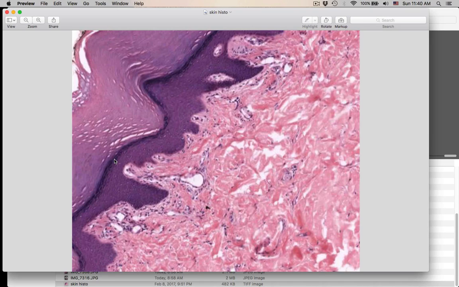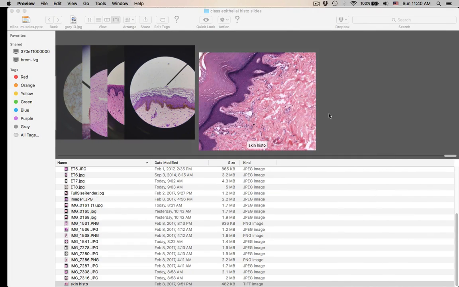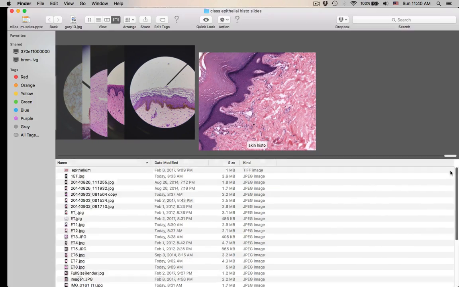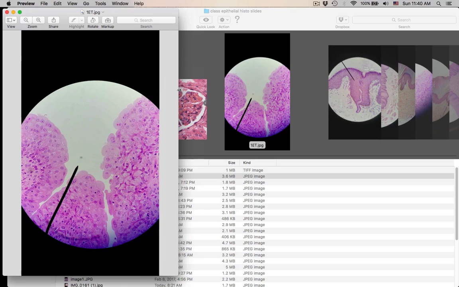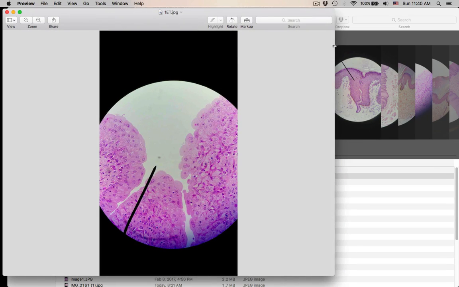Okay, so let's go back through these slides. I'm just going to go and give you the answers real quick. Number one is transitional epithelium. Transitional epithelium.